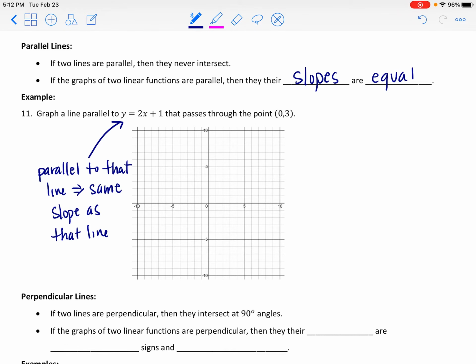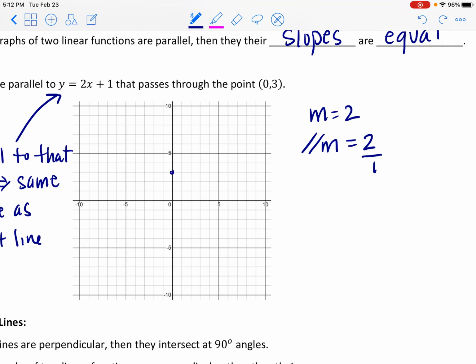Well, the slope of that line is 2, so the parallel line will have a parallel slope that is the same. It will also be 2. Now remember, that's 2 over 1. So I know that I'm rising 2 and running 1 to get from one point to the next. Now we want the line to go through a point at 0, 3. So our line has to go through the point at 0, 3. So I'm going to make that point first at 0, 3.